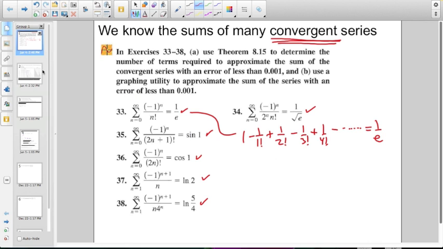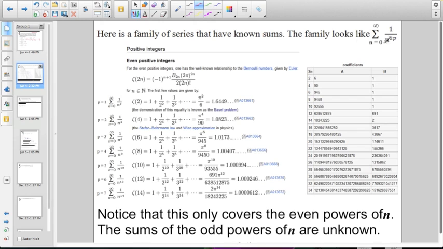When we talk about p-series specifically, so these are the p-series families, and these are not alternators. These are just your traditional p-series. Here are the sums for p-series that are even powers of p. So n squared, n to the 4th, n to the 6th, n to the 8th, n to the 10th, etc. And if you notice, these have pi in them as part of their sum. Again, kind of an interesting phenomenon related to trig functions.